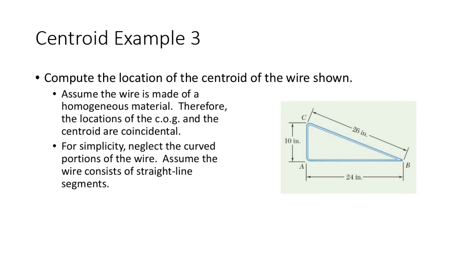Another thing that I'm going to mention right off the bat is you can see the wires are kind of rounded right here. We're going to neglect that for purposes of the problem, and we're just going to say that it's a straight line, straight line, straight line. And so what is the centroid of the wire region?